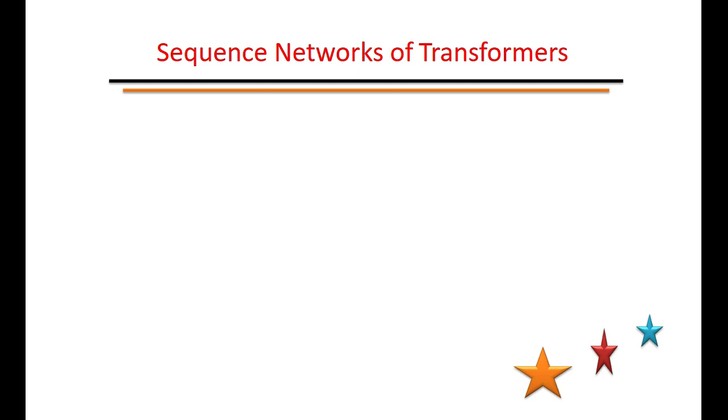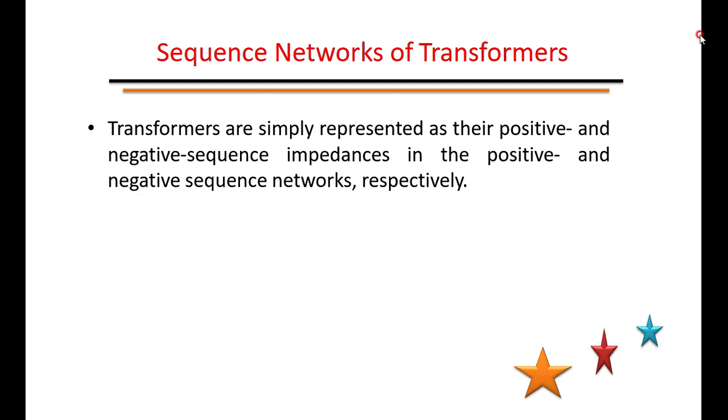And one more assumption we are making here, for simplicity: in all our calculations we shall omit shunt admittance, which accounts for the exciting current. That is, whatever you consider for I naught, that is R naught and X naught, they are omitted. Therefore, you are purely considering only the leakage reactance of the transformer for representation. Therefore, the transformers are simply represented by their positive and negative sequence impedances in the positive and negative sequence networks respectively.